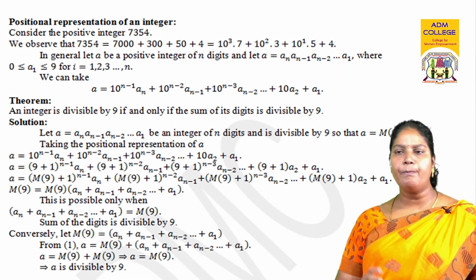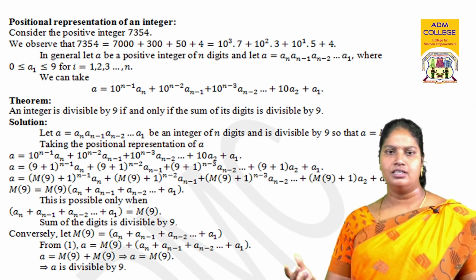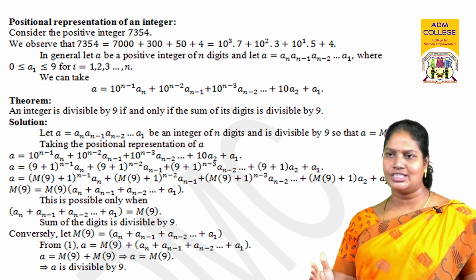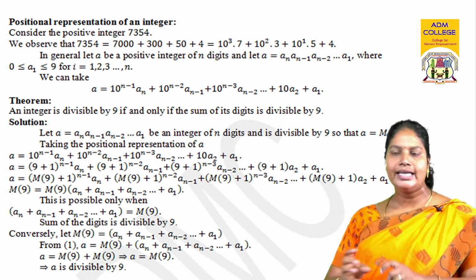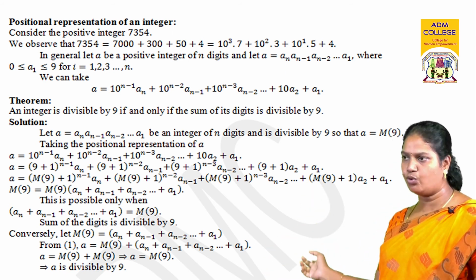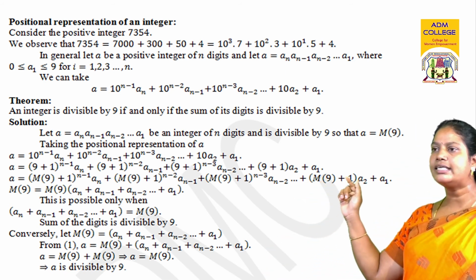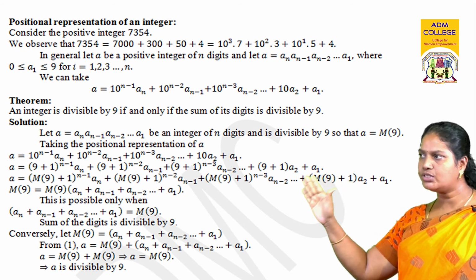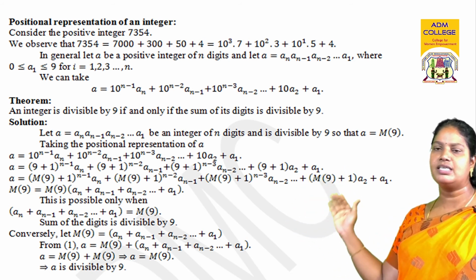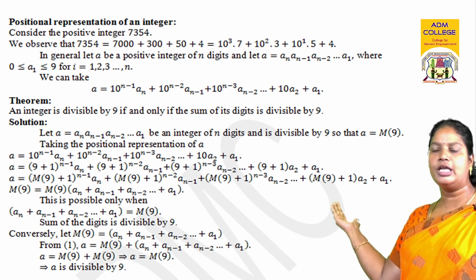Now we will see the positional representation of an integer. For example, we will take the number 7354. It can be written as 7000 plus 300 plus 50 plus 4. But in 7000 there is 10 power 3. So it can be written as 7 into 10 power 3 plus 3 into 10 power 2 plus 5 into 10 power 1 plus 4 into 10 power 0.